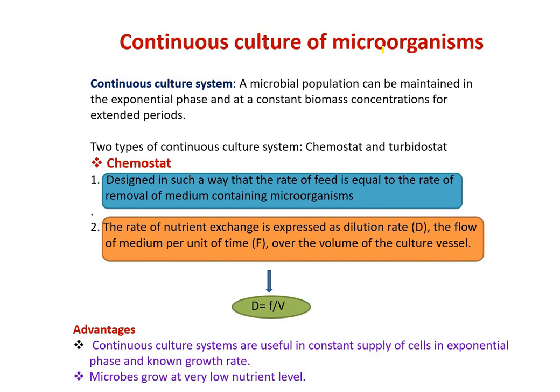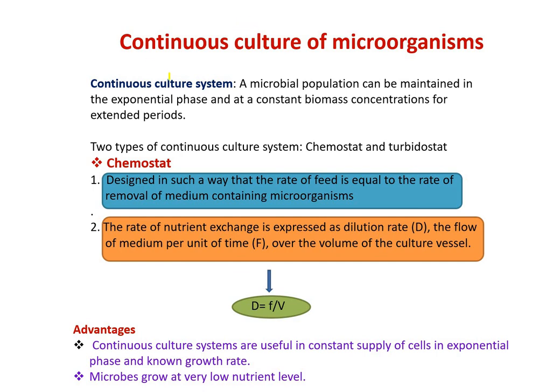So what is the basic difference between the batch culture and the continuous culture of microorganisms? In batch culture, we usually supply the nutrients once. Then the product is taken only after the complete fermentation process. Whereas in continuous culture, from one end we are continuously supplying the feed, that is the inlet, and at the other end there is continuous removal of the media with the microorganisms.